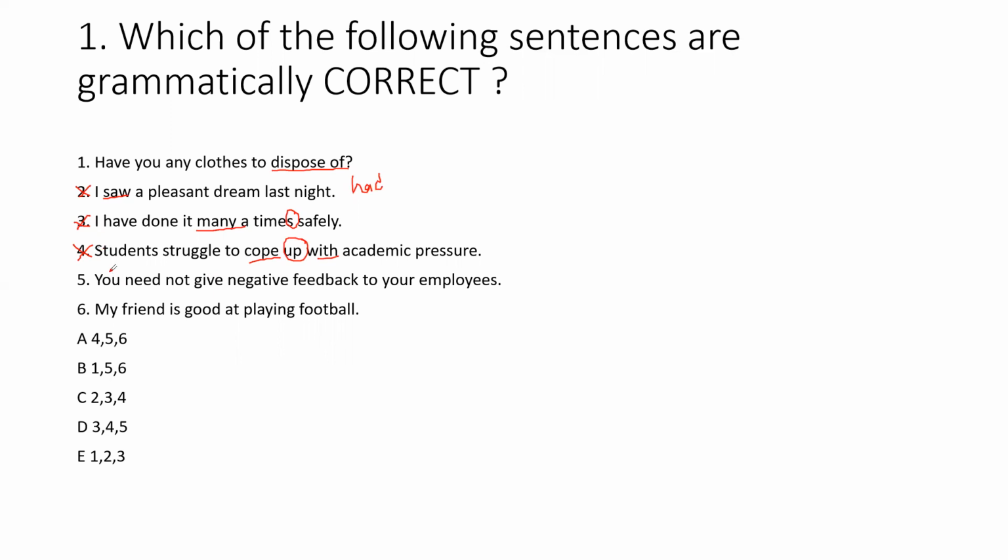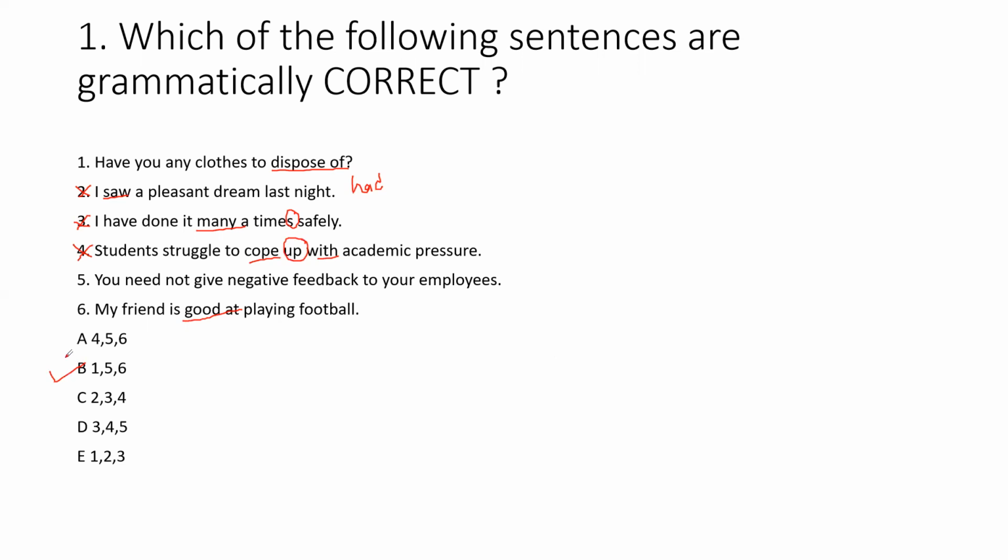Let's look at 5. You need not give negative feedback to your employees. Here subject, verb, idioms, everything is correct. We can hold it. Sixth sentence, my friend is good at playing football. When somebody is good, we always say good at something. So sentences 1, 5, 6 are correct. If you look at this, the answer would be option B.